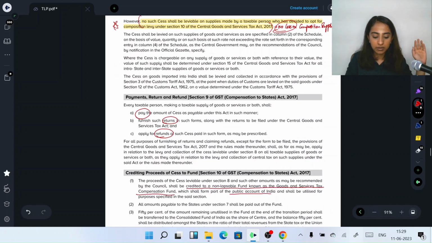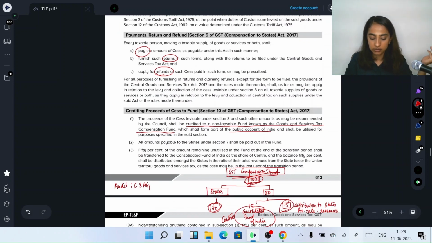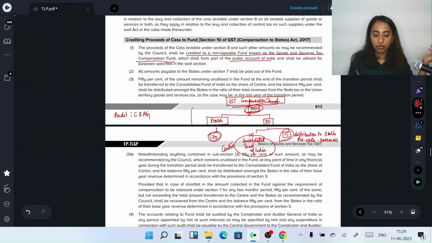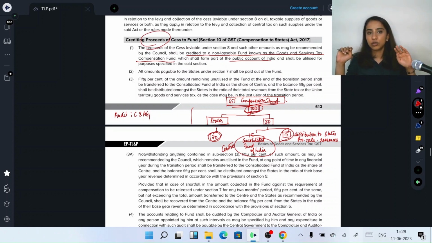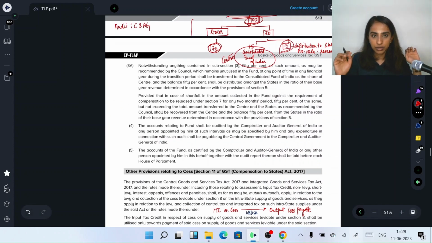Okay, now payment, return and refund. Again, you have to pay the cess, file it in the return, and then apply for any refund if at all you've paid excess. And this I've already told you, if there are any excess funds, what happens? First it will get distributed half to the center and half to the states. For the center it will go to the Consolidated Fund of India. For the states, again distribution on a pro rata basis.